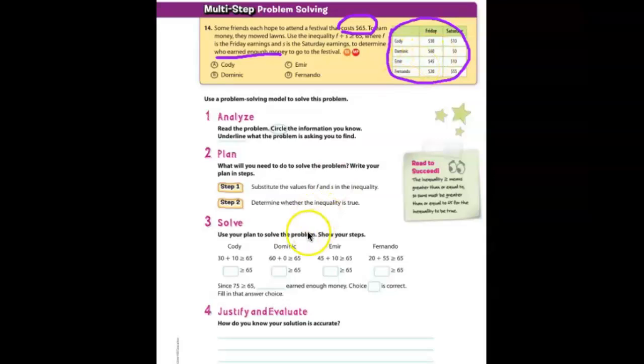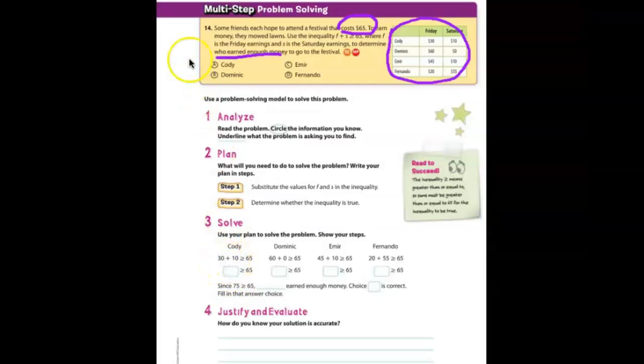We have 60 plus 0. He didn't do anything on Saturday. So 60 plus 0, is that greater than or equal to 65? Amir is 45 plus 10 is greater than or equal to 65. And then Fernando is 20 plus 55 is greater than or equal to 65. Okay, so now we need to actually solve and evaluate these expressions. So go ahead and answer this for me.